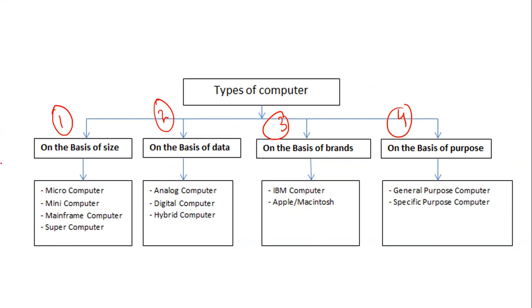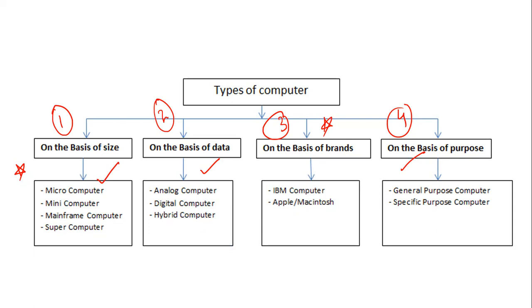Now on the basis of size, you have all the topics related to it. Analog, digital, and hybrid also. There are some parts which we'll be doing later. Then we have brands and purpose are also there. For brands, you don't have much, but yes, with respect to size, with respect to data, with respect to purpose, you have a little bit of information.